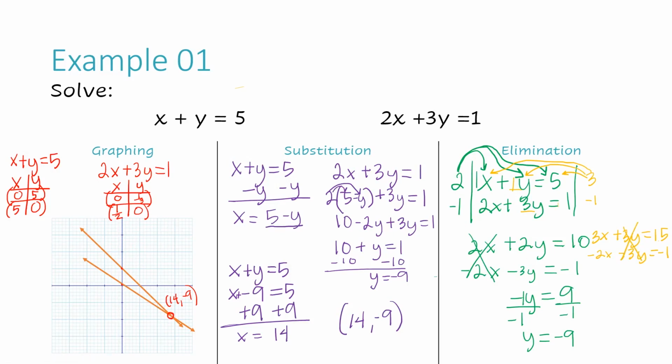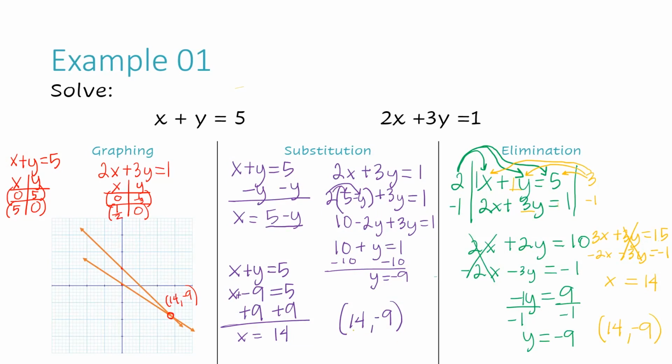Now, I have the equation 3x equals 15. Then I have the equation -2x equals -1. Well, these get added together, and you end up with a +1x, and that equals 14. And as you can see, this is consistent with all of my answers I've gotten so far. X equals 14 and your y equals -9. So if I were to write that as an ordered pair, it would be (14, -9).